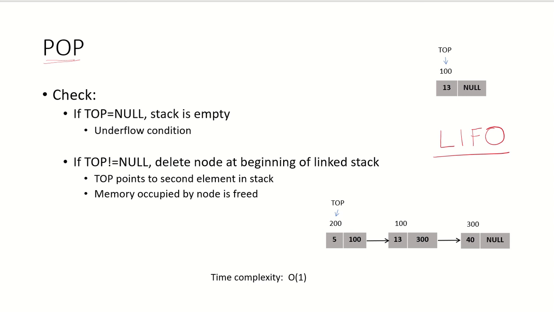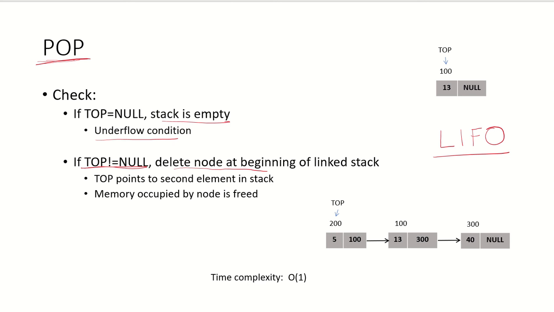However, before doing a pop operation, as we have seen earlier, we should always check whether the top is null or not. That would indicate that the stack is empty. If top is equal to null and stack is empty, that shows that there are no elements which can be deleted or popped out and it is an underflow condition. If top is not equal to null, we can delete a node at the beginning of the linked stack.